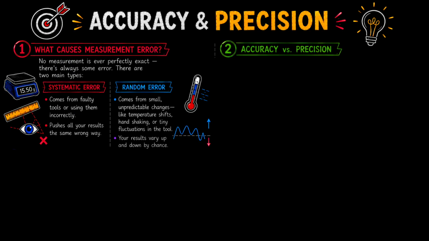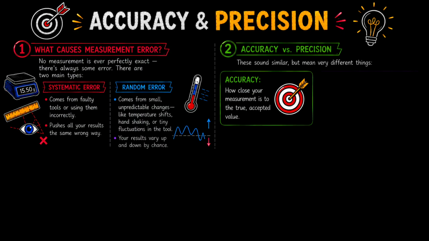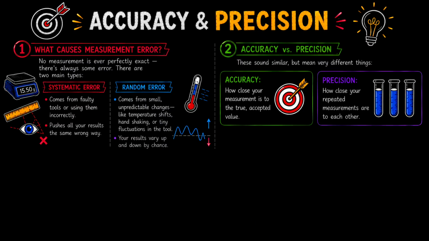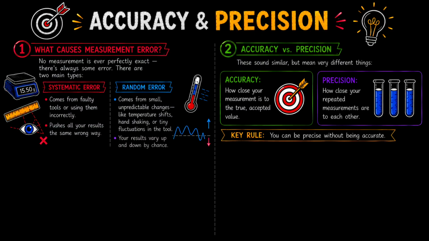Your results vary up and down by chance. Accuracy versus precision. These sound similar but mean very different things. Accuracy: how close your measurement is to the true, accepted value. Precision: how close your repeated measurements are to each other. Key rule: you can be precise without being accurate.